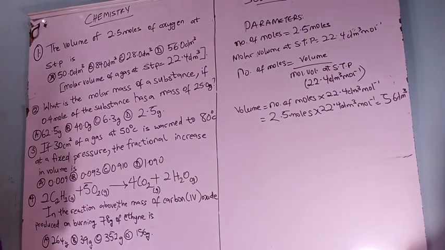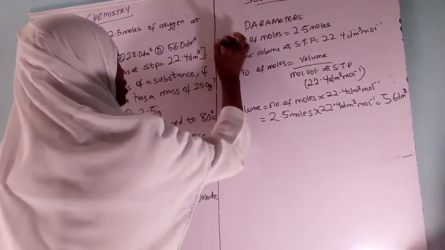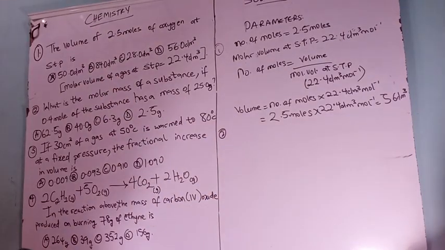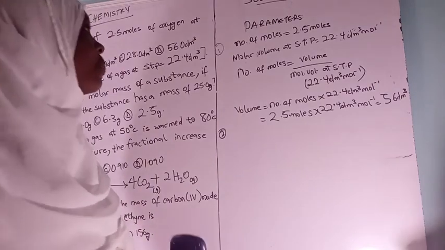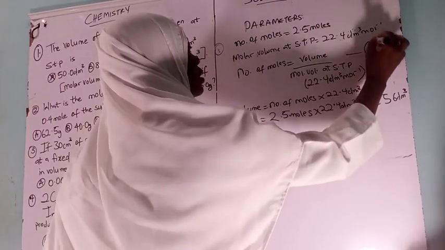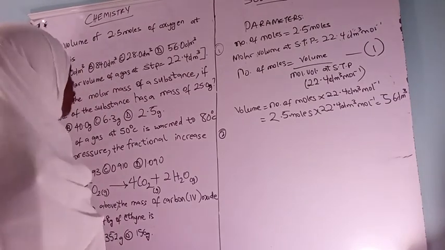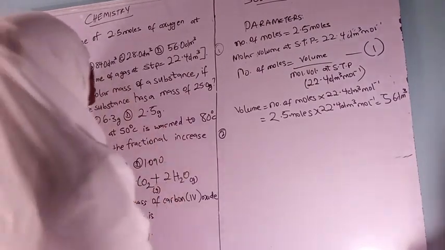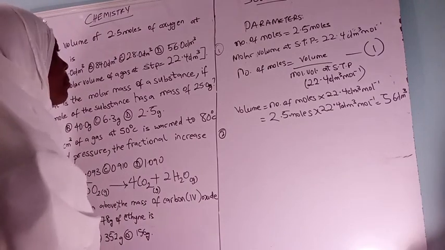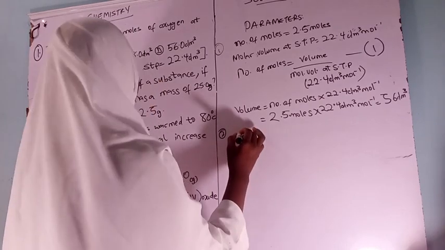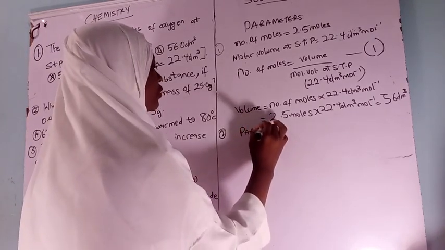Question number 2: what is the molar mass of a substance if 0.4 mole of the substance has a mass of 25 gram? I told you that the first thing we had to do was to write out the parameters given. This is the first formula for calculating number of moles. What are the parameters given?